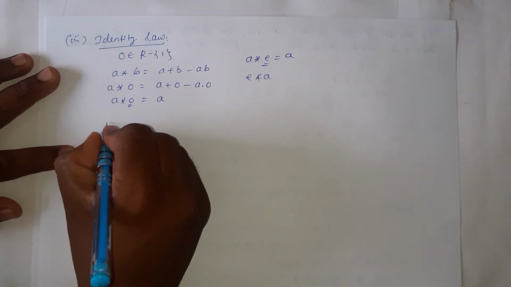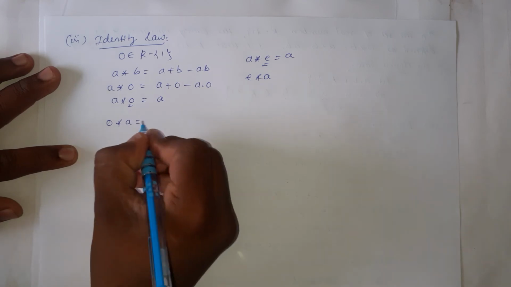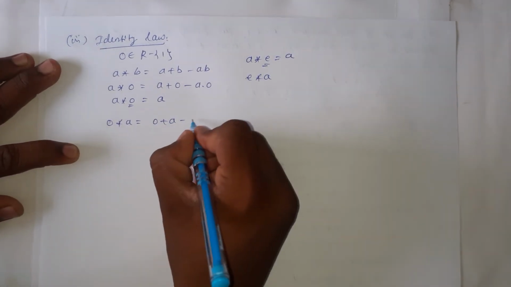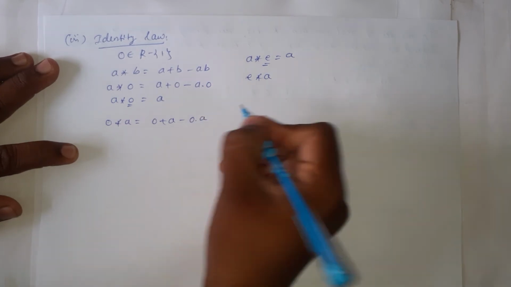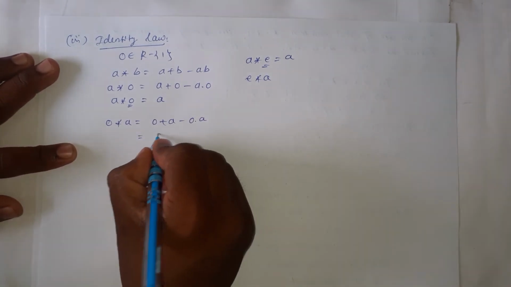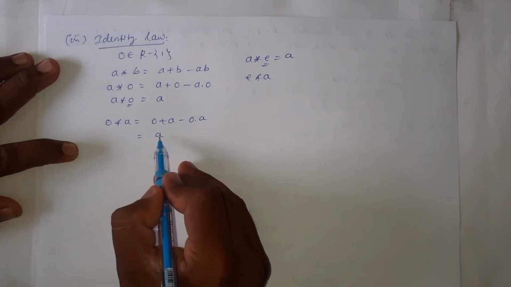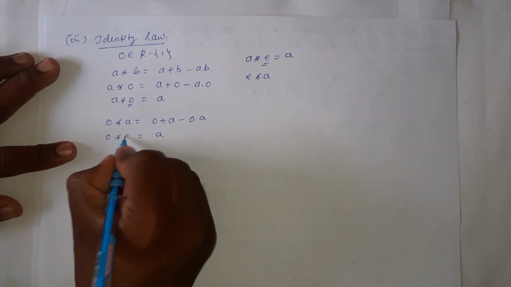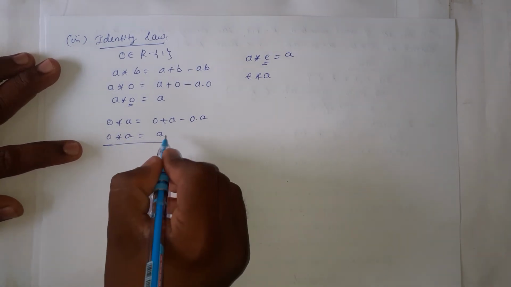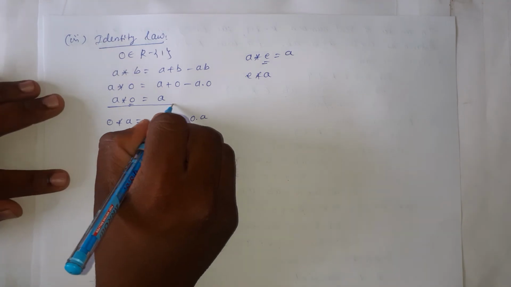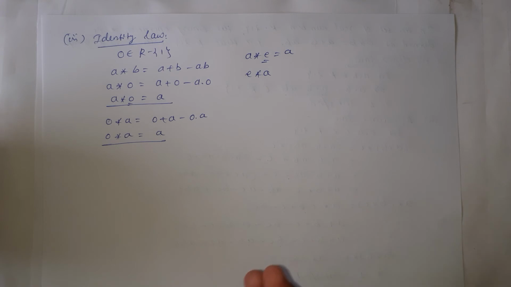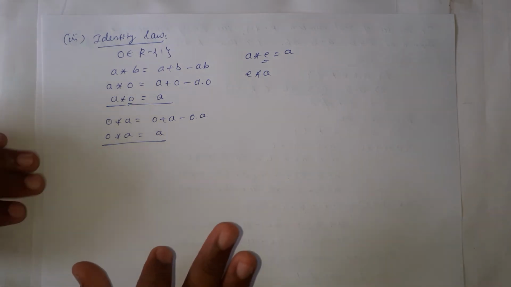So, for that let us consider 0 star A, that is 0 plus A minus 0 into A. So, it becomes A only, because 0 plus A is A, and 0 into A is 0. So, we are remaining with A only. Therefore, 0 star A is equal to A and A star 0 is equal to A, which means after applying the binary operation along with 0, the result does not change, and the element A remains as it is.